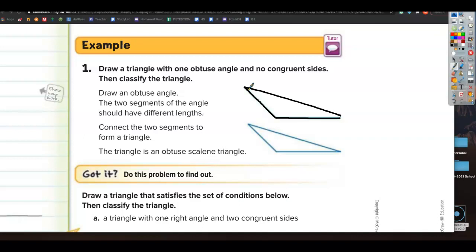Okay, so what is our angle? Raise your hand. What would we classify if we were classifying by its angle? Abby? B? So it is obtuse because I have one obtuse angle.